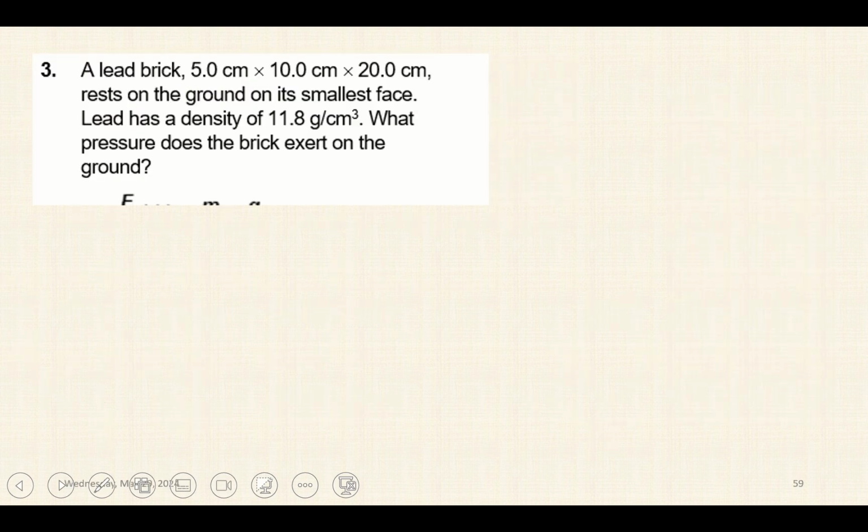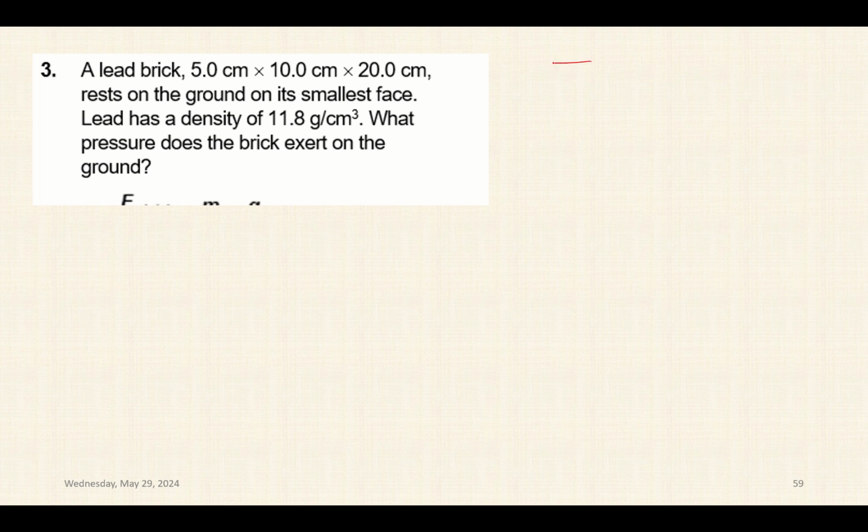A lead brick has dimensions of 5 centimeters, 10 centimeters, and 20 centimeters, and it rests on the ground on its smallest surface, or on its smallest face. Lead has a density of 11.8 grams per centimeter cubed. What pressure does the brick exert on the ground?